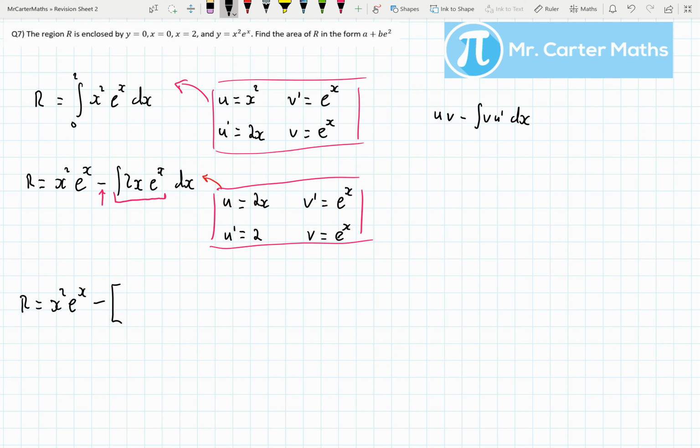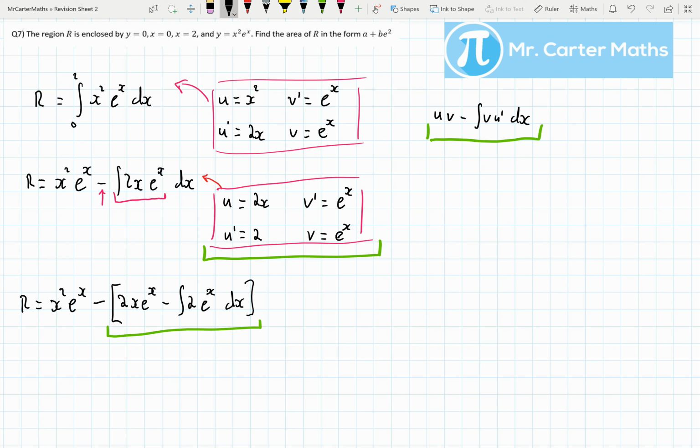Okay, so now I can think about this formula here with this information going into some square bracket. Okay, so uv is 2x e to the x minus the integral of v u dash. So v is e to the x, u dash is 2, which is 2 e to the x dx, close that square bracket.